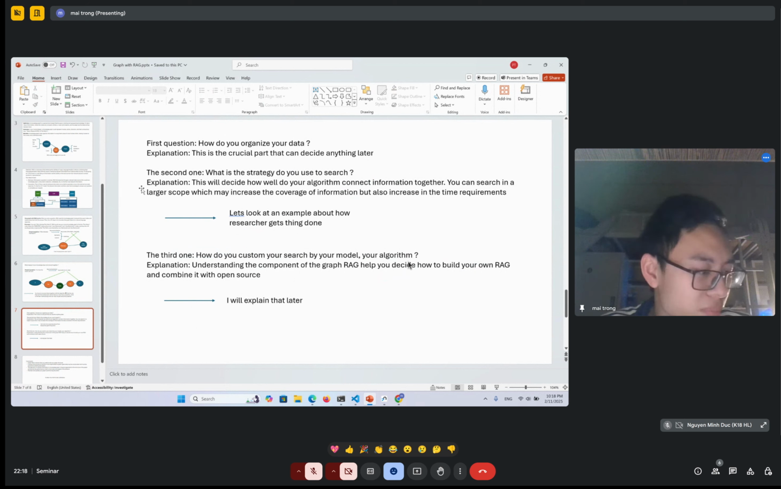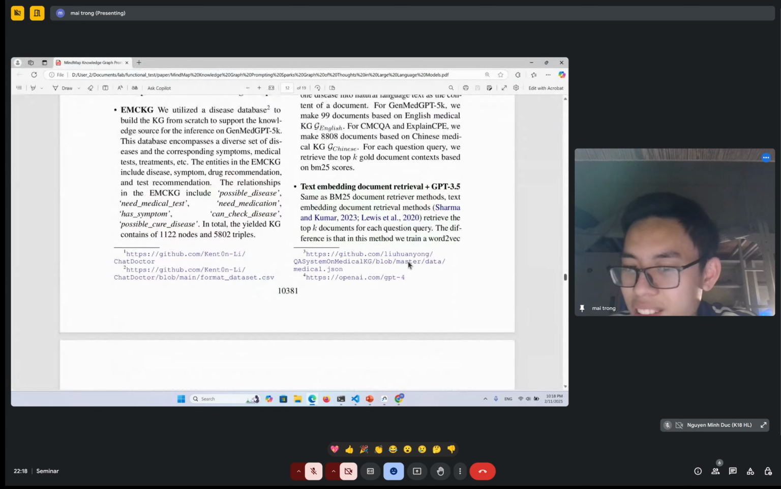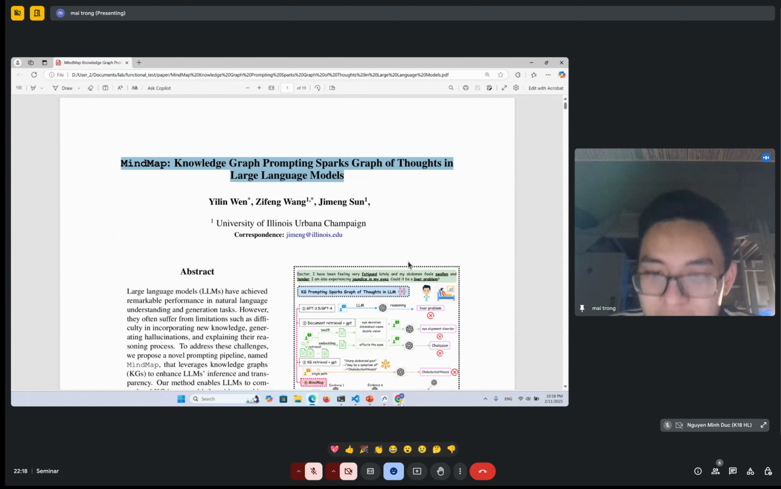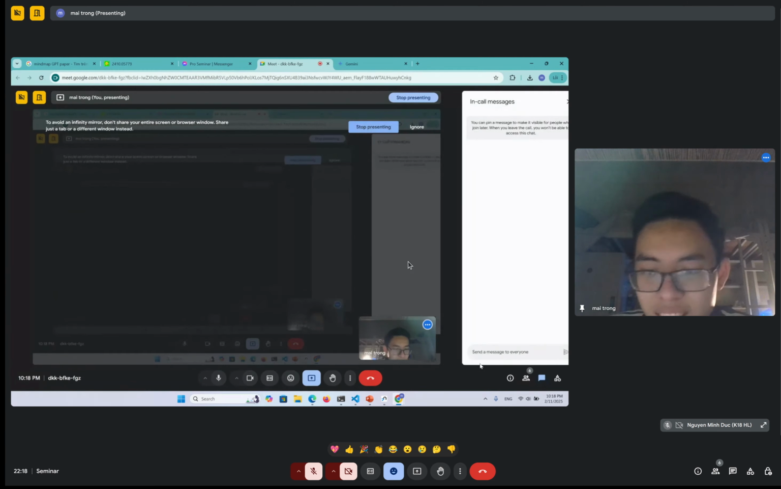And the third one is, this is not a new problem, right? There are many open source projects and many papers. So what are the important things, like the components, so you can build your own RAG with Graph? I will explain that later. Now, I will introduce you to a paper, one that I think is easy to understand. You can search this name. I will put that in the Google Meet. I put it here.